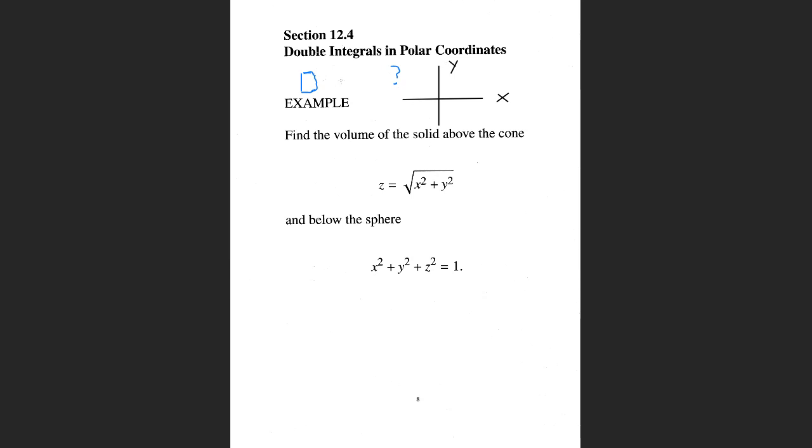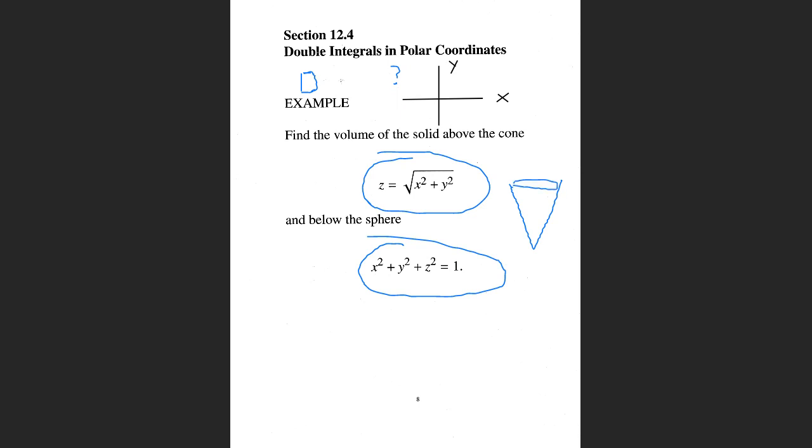We have a cone. We have a sphere. We want to find the volume of the solid above the cone and below the sphere. So here's a cone, and there's a sphere above it, and Christopher said something I like. Find the intersection between the cone and the sphere, and that's absolutely right.